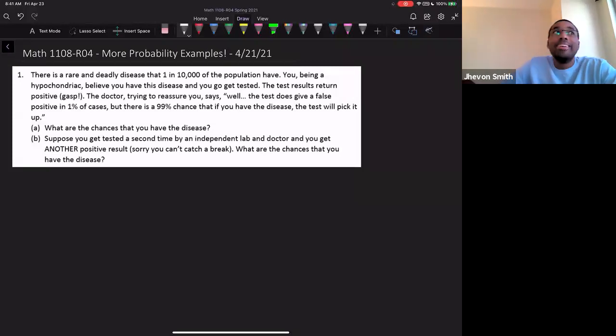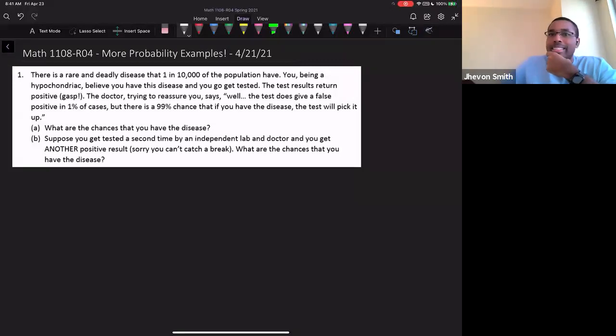He says, well, you know, the test does give false positives, like 1% of the time. It's 99% effective if you have the disease that it'll tell you, but it does give false positives like 1% of the time. You're probably in that 1%, right? So that's how the doctor is trying to calm you down.